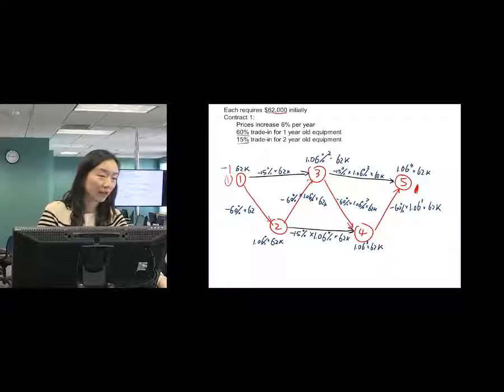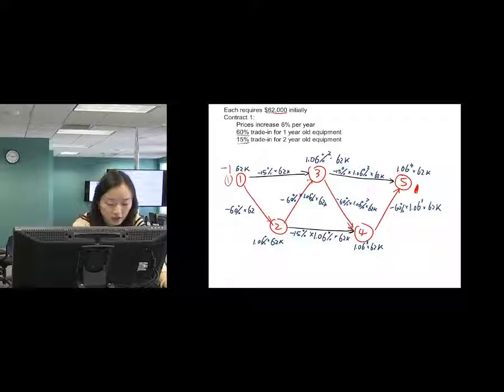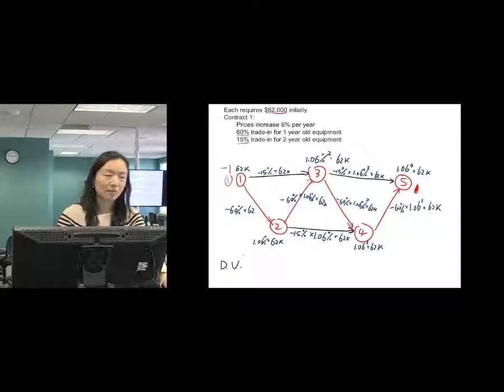Which part of the model can we get? The objective function, right? Because we're trying to minimize the total cost, and so here we get the objective function's coefficients. Okay, and let's put the decision variables first. We didn't talk about that, because they are the same for all the network problems.